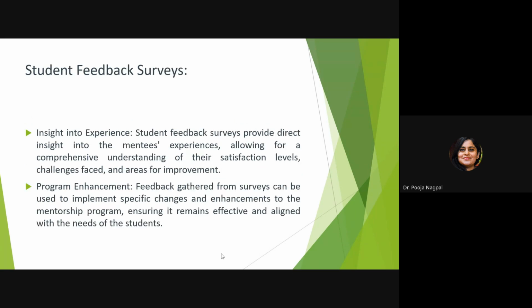Student feedback survey: basically, insight into experience and program enhancement. Basically students are providing feedback for the same. Are they happy with the program? Are they happy with the counseling service?